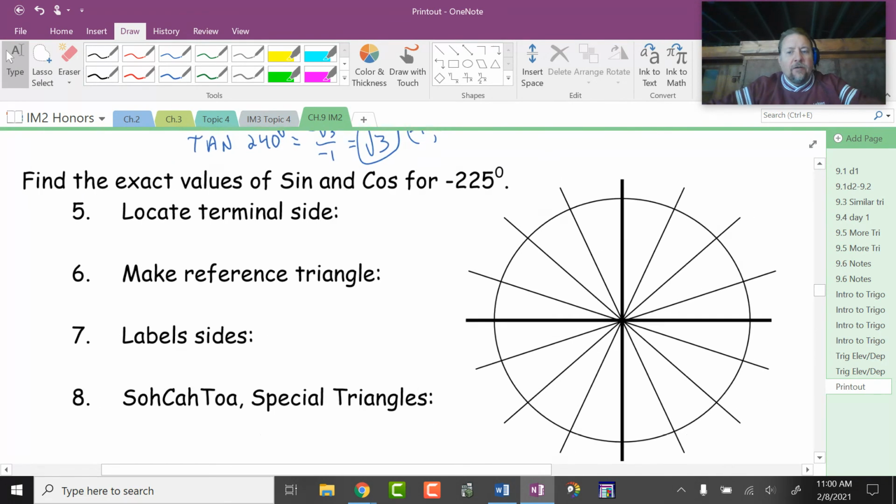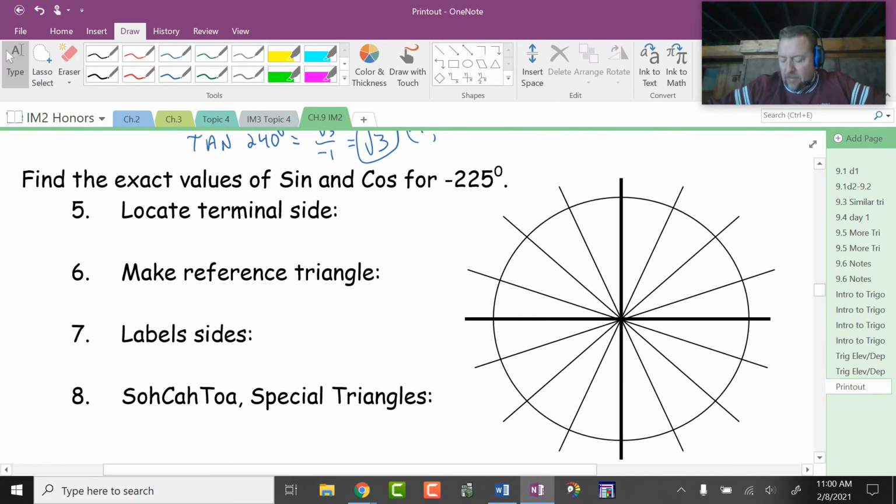Think about it for a second here. As you're writing your stuff down, Carolina, what quadrant is negative 225? Second. Okay, and it's because of this. Next thing I'm going to ask you is, how far have I gone right now? Negative. And then how far have I gone extra? That tells me what kind of triangle this is. So what does this angle measure?